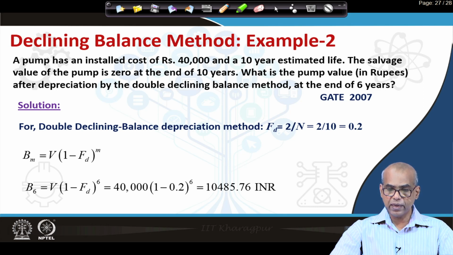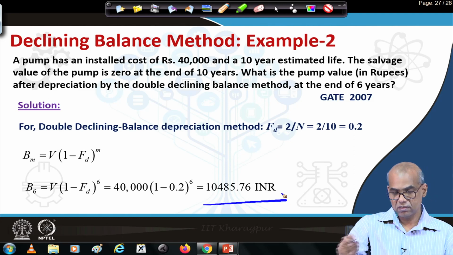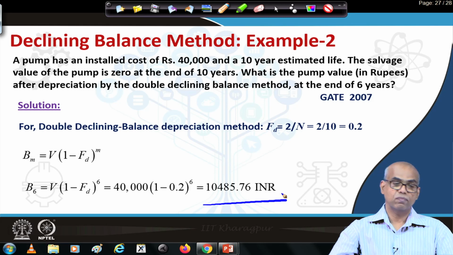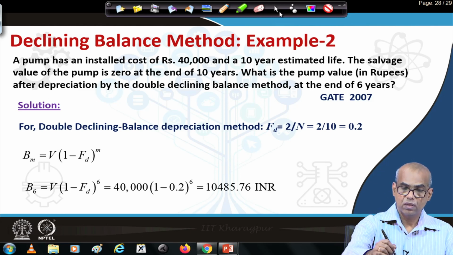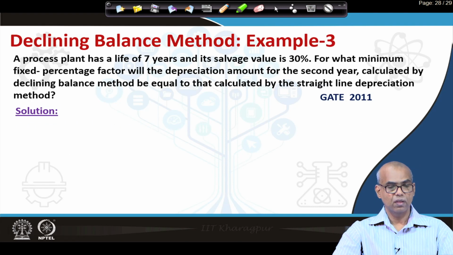The book value, or the pump value at the end of 6 years, is V into 1 minus FD to the power 6, and you compute it as 10,485.76 rupees. So, this is a straightforward application of the formula. Now, let us take another example.